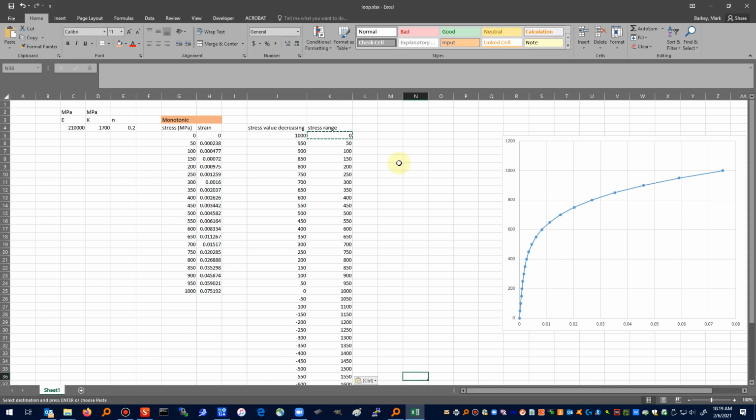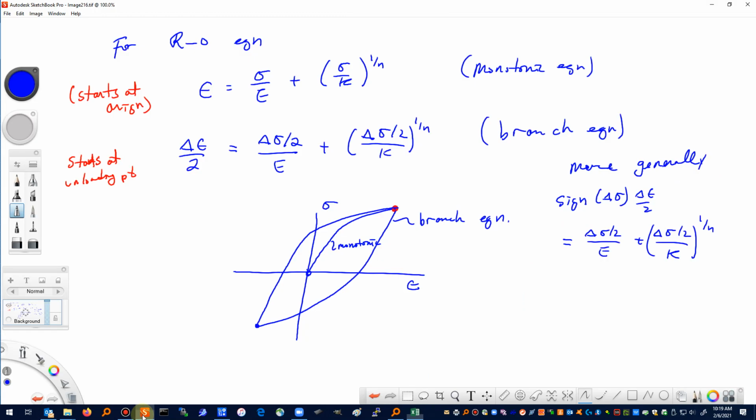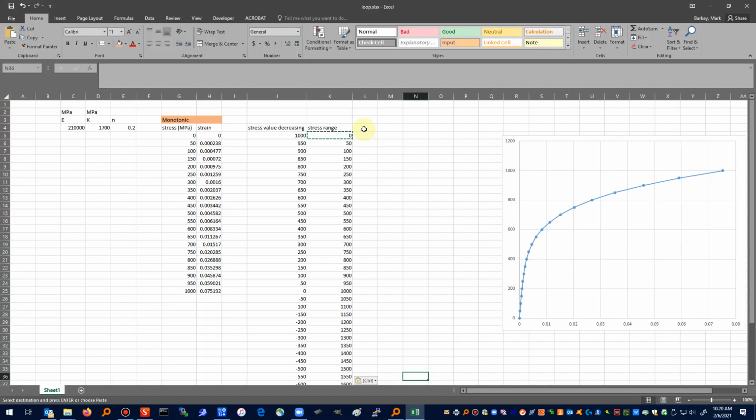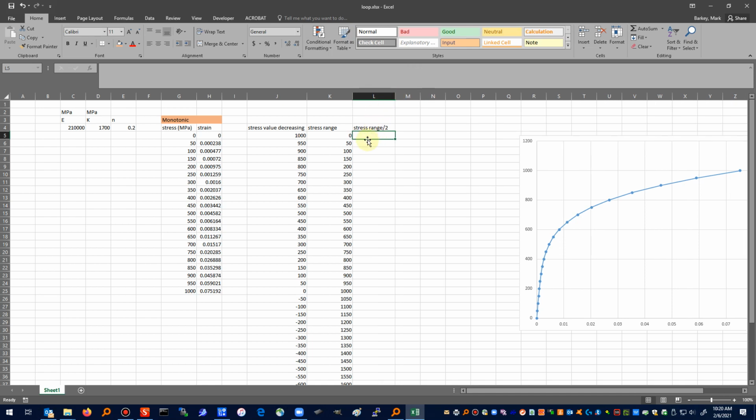All right, so now we want to calculate the corresponding strain range. Let's see what our formula says. So delta sigma over 2 divided by E plus delta sigma over 2 to the K to the 1 over N. So rather than have all this in one big giant equation, let's calculate the stress range divided by 2 in this column. That'll simply be this value over 2.